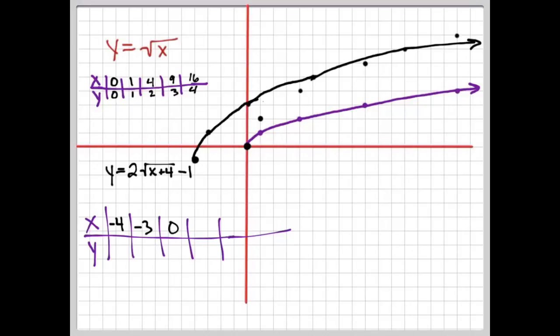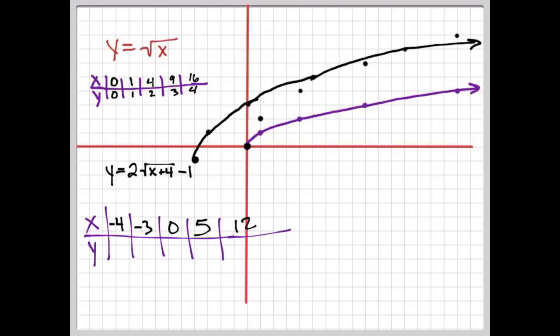0. Then? Not 2. No, 5. Next one? 12. So all I'm doing is I'm taking my x values up here, and I'm shifting them left 4 units. So I'm subtracting 4. It gives me negative 4, negative 3, 0, 5, 12. Make sense? Because the only thing that's going to affect my x's is the horizontal change.